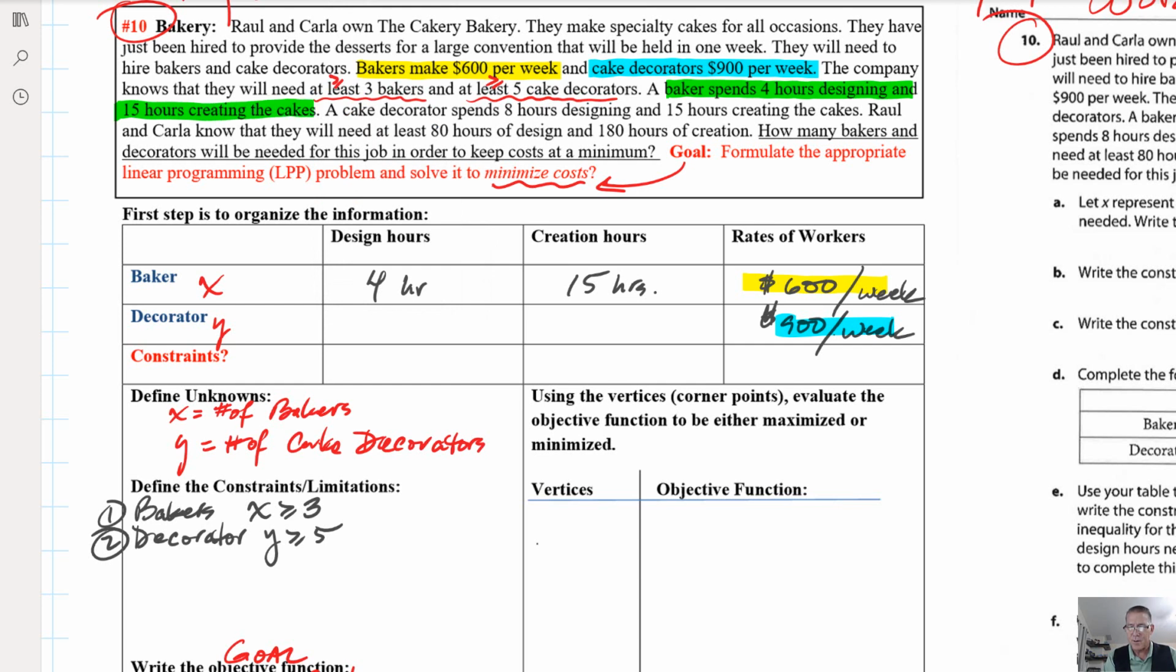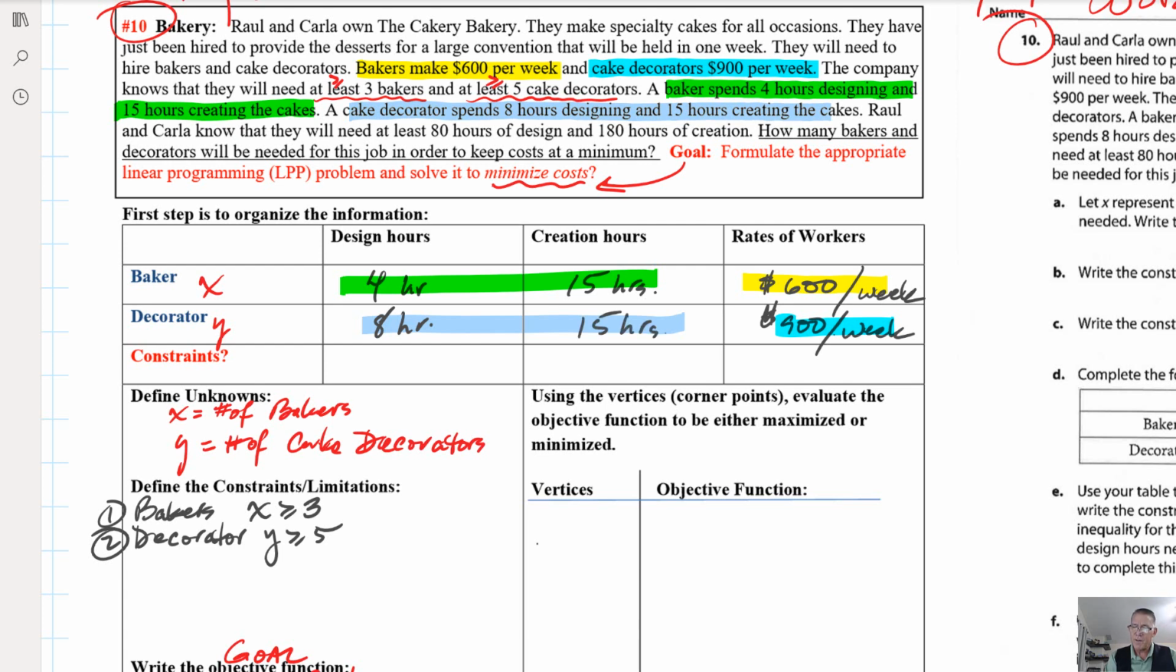Okay, that's here. Now this is a cake decorator who spends 8 hours designing and 15 hours creating. Well, let's fill that out. So a cake decorator spends 8 hours designing. Designing is the second column, and then 15 hours creating.